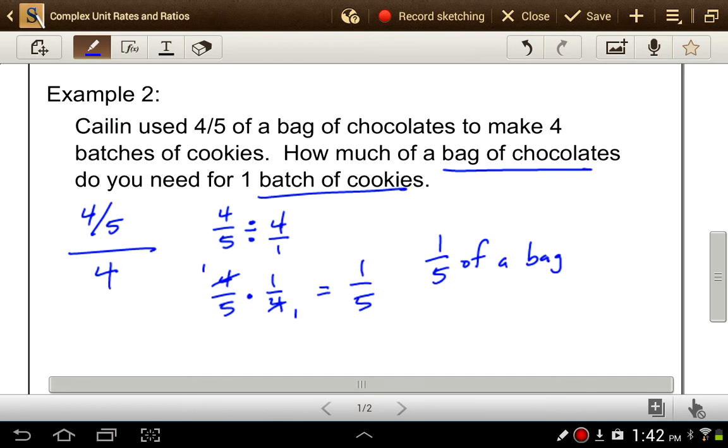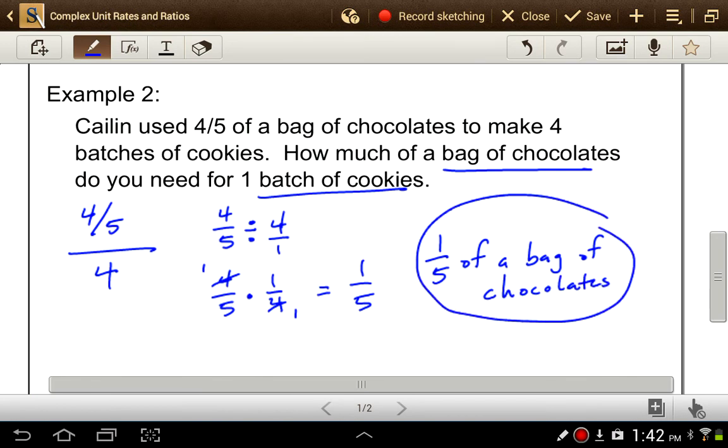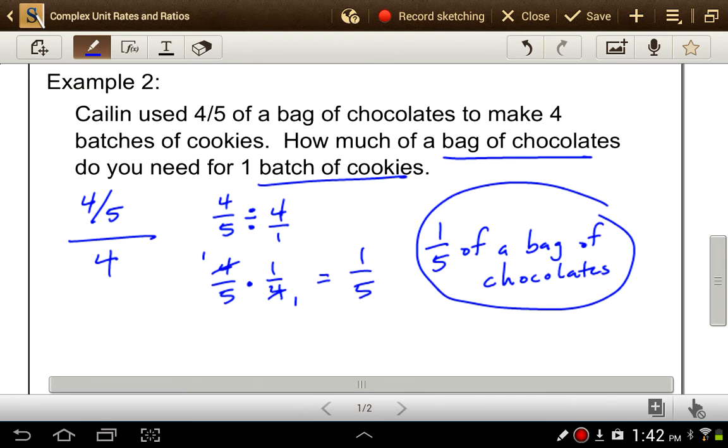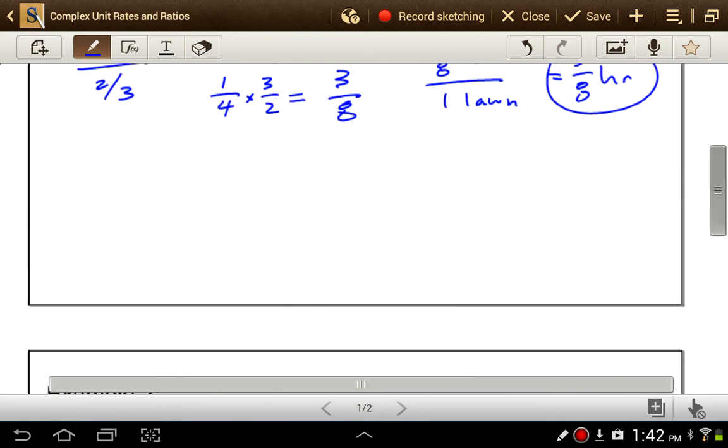Okay? So again, you have to look at what the problem is asking for in order to solve it. In this case, I want to know bags of chocolates compared to 1 batch of cookies. That's why the batch of cookies was on the bottom and the bag of chocolates was on the top. Okay? Alright, and I'm going to switch pages to my next example.